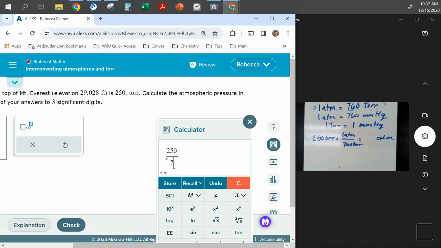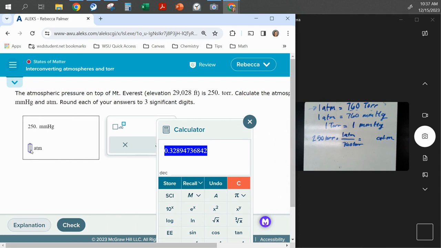250 divided by 760 will give us this, and this one has 3 sig figs, so this will have 3 sig figs. 0.3, oh, 289. So I'm going to have to round this up. Do you agree with that? There's a 9 there. Oh, no, I just need to make that a 9. Okay, sorry. 0.329. Yeah, that will just round up to a 9. Okay. Sometimes the 9s trick me.